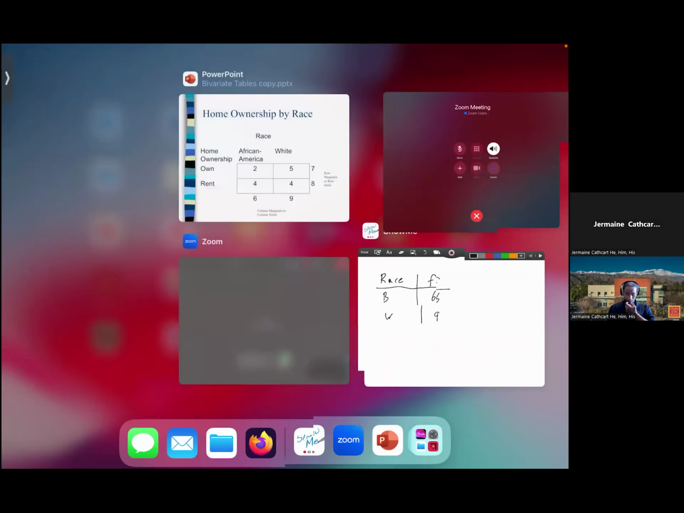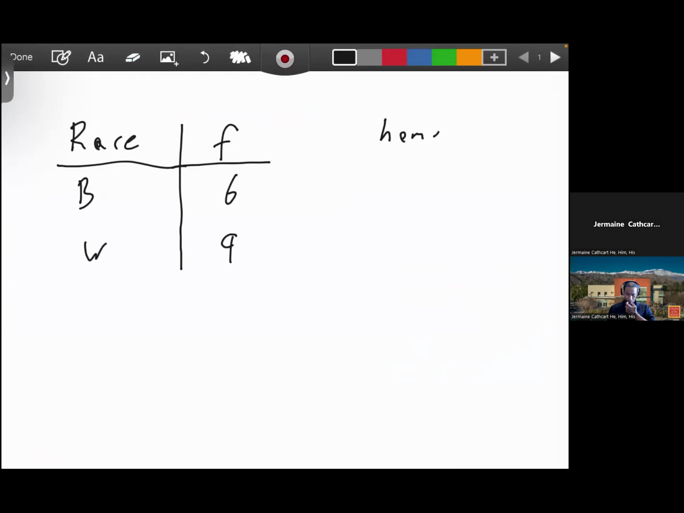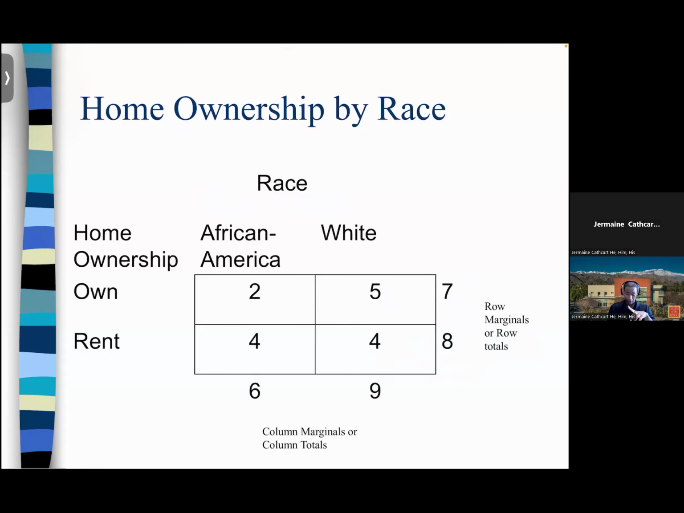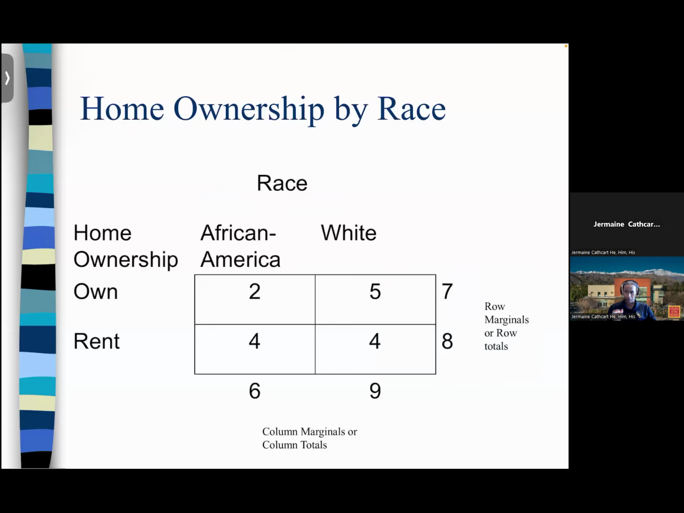Now for homeowners, we have own and rent. And then we have another frequency distribution, right? So we have owners and we have renters. O is for own and R is for rent. And as you can see, there are 7 people who own and 8 who responded rent. And what we're doing with a cross tab is we're basically laying the two tables on top of each other, right? So race goes up and down, like a frequency distribution going up and down, and then home ownership is going side to side, right?